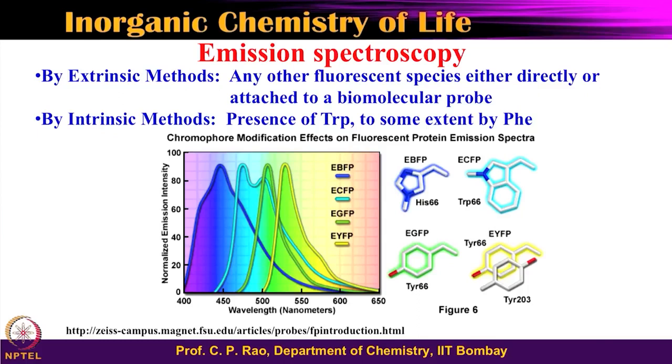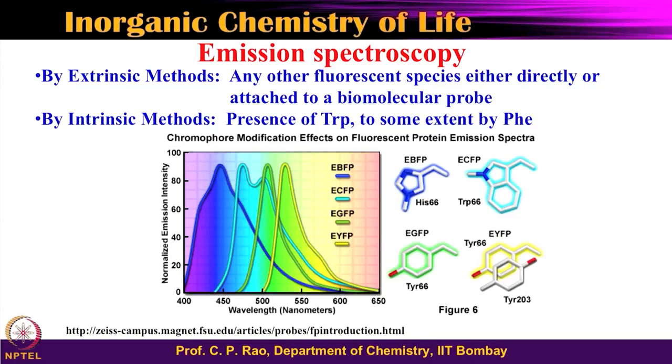That can be attached at one end of the protein, or they can be attached somewhere in the middle of the protein or in any portion of the protein. That means the protein is modified with a fluorophore, and such things are referred to as extrinsic fluorophores. And those of tryptophan, phenylalanine, histidine, all of these are referred to as the intrinsic fluorophores.